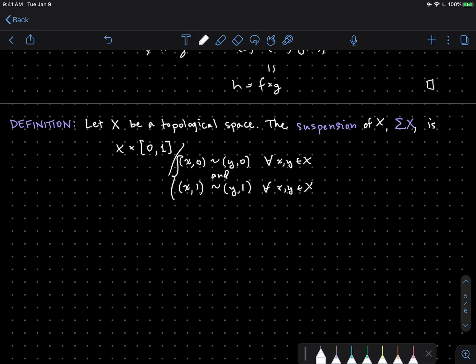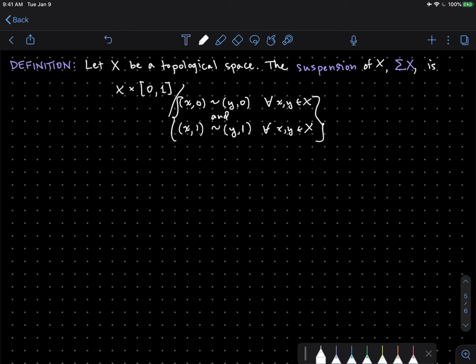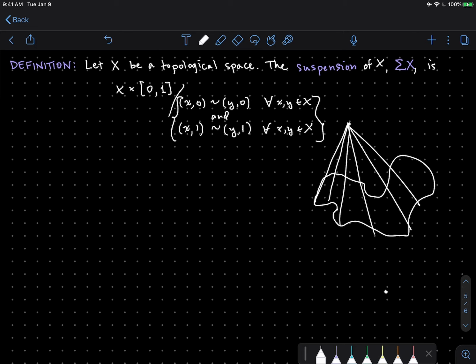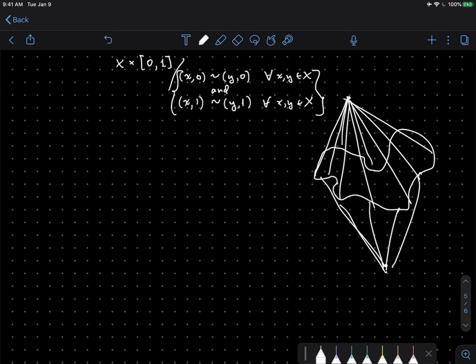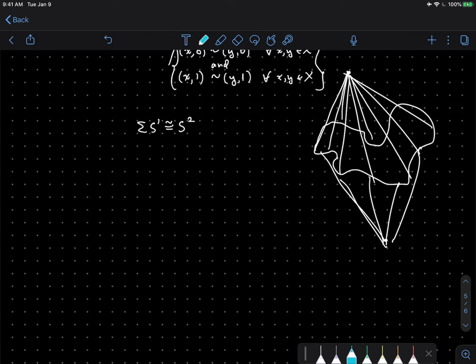So what does this look like? Let me just clean that up a little bit. Well, if that's our X, the suspension is what's going to happen when we take a point and connect it to every point in X, and another one and connect it to every point in X. So this pictorially shows us that the suspension of the circle S1 is homeomorphic to the sphere S2, and more generally, an easy exercise is to show that the suspension of Sn is homeomorphic to Sn plus 1.